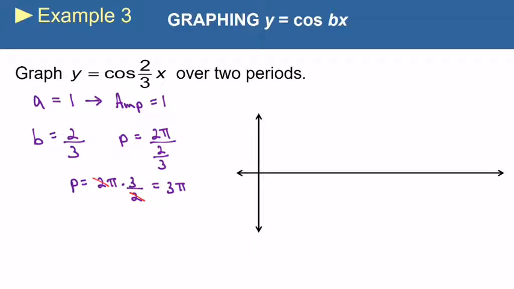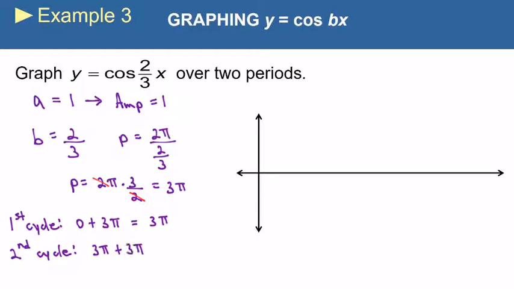So if we're going to start at 0, the first cycle starts at 0 and it goes for 3 pi radians. So 0 plus 3 pi radians will make at the end of our first cycle 3 pi. And the second cycle will start at 3 pi and it will go another 3 pi. And so the end of the second cycle will be at 6 pi. Alright, now let's put our amplitude marks on the y-axis, and on the x-axis we're going to put our first mark at the origin, and then we're going to go 4 evenly spaced marks, and that will be 3 pi, and then 4 more evenly spaced marks, and that will be 6 pi.